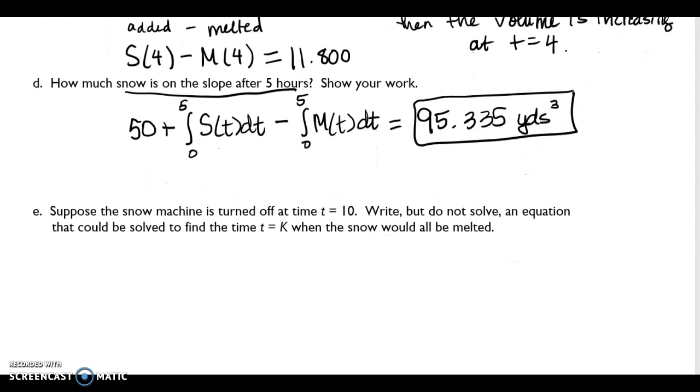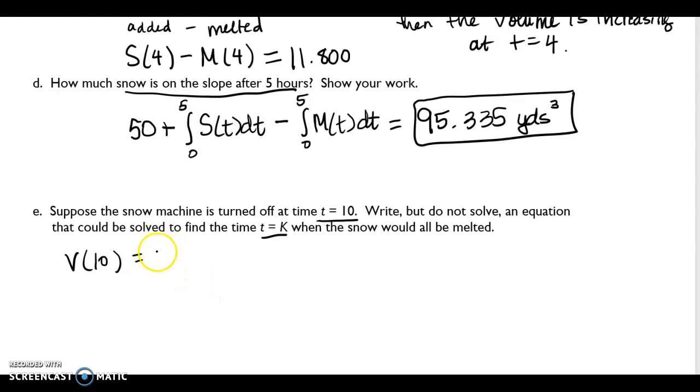All right, last part E. Suppose the snow machine is turned off at time t equals 10. Write but do not solve an equation that could be solved to find the time t equals k when the snow would all be melted. So we know that the snow is being added from 0 to 10, but it would keep melting after we turn the snow machine off. So we can find our volume at 10.